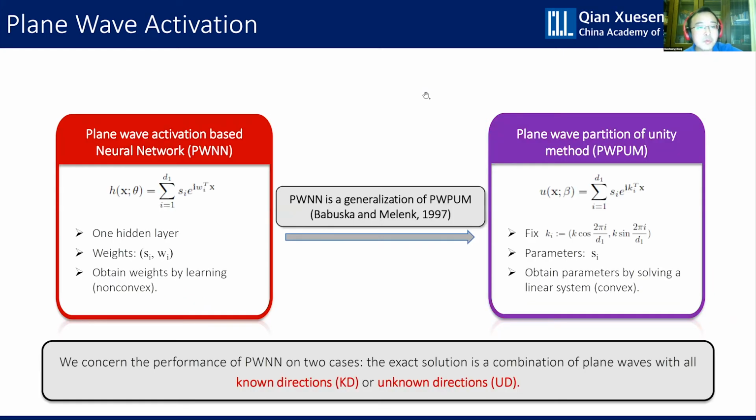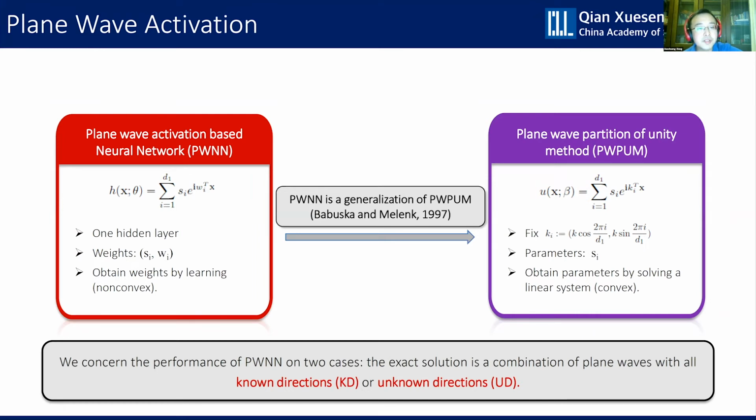At the same time, we also found that if we use the plane wave activation function with one hidden layer, the output of the neural network is as follows. Here we have the weights c_i and omega_i, where omega_i is the direction of the plane wave e^{i omega_i x}. So we obtain these weights by learning a non-convex problem.